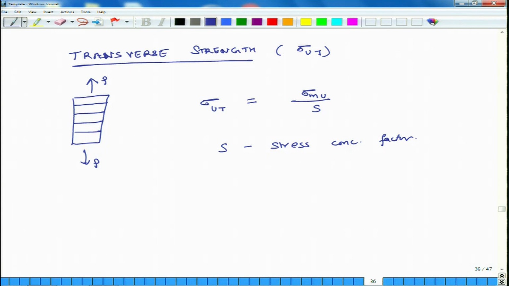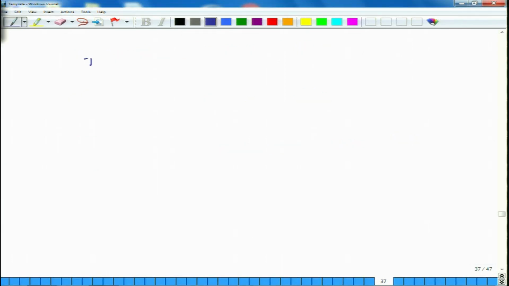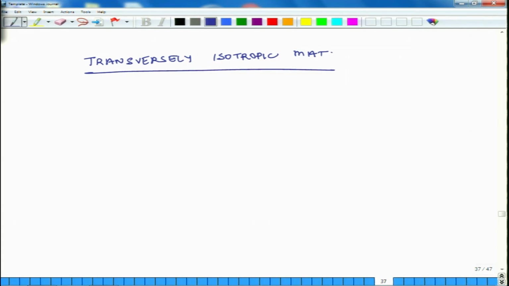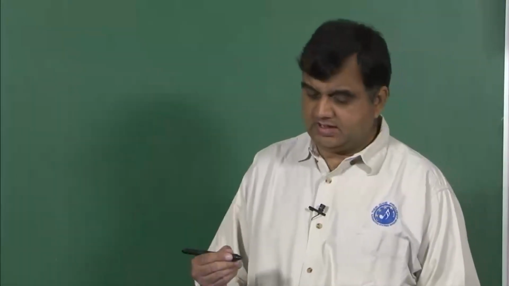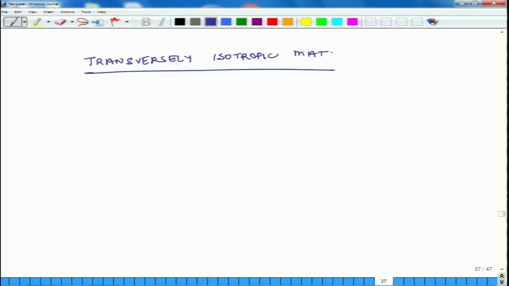We will talk about some other properties, but before we do that, we will discuss as a diversion something more about transversely isotropic materials. So, now that we have become somewhat familiar with this terminology EL, ET and all that, it is probably the right time to talk about what kind of properties transversely isotropic materials have. And to understand that, let us make a simple diagram.